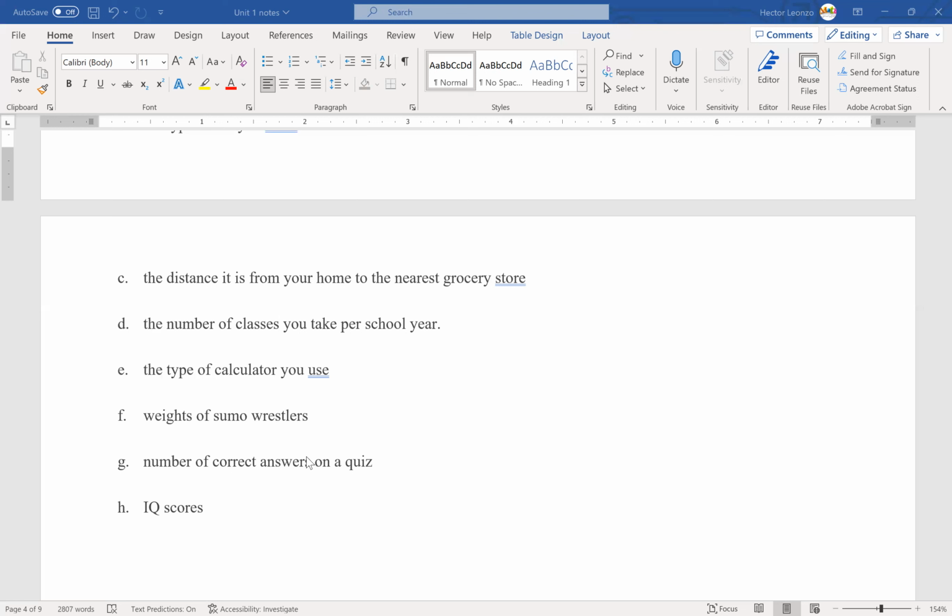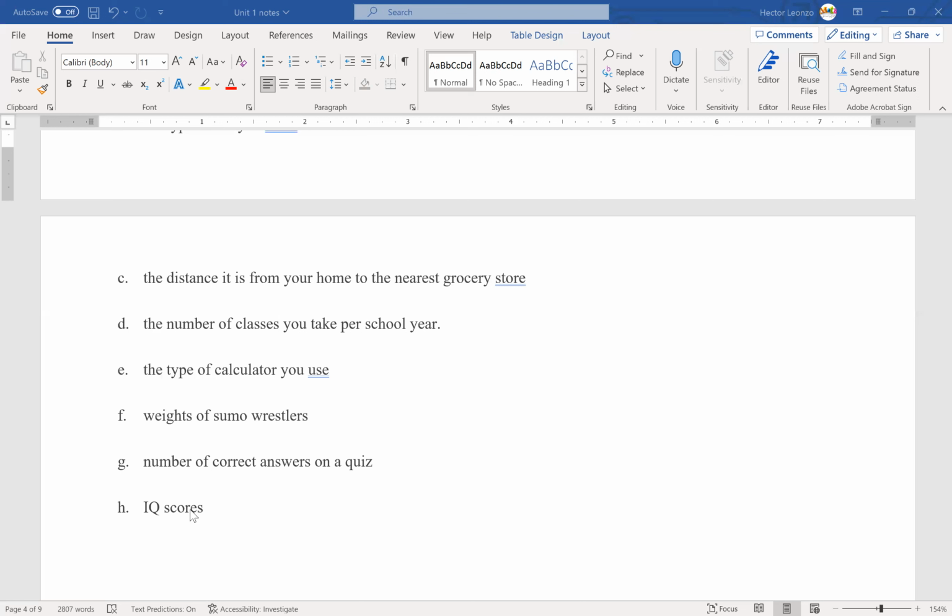The number of correct answers on the quiz. Okay, number of answers. So it is quantitative. Now my question is quantitative discrete or quantitative continuous? Quantitative discrete is whole numbers. Quantitative continuous is decimals. Number of correct answers on the quiz. Can I get 5.3 questions correct? No. You should get 5 questions or 6 questions correct. So this will be quantitative discrete.